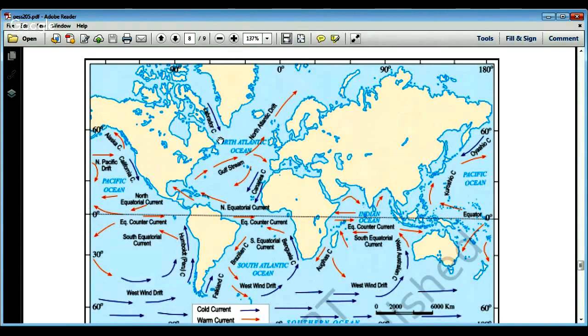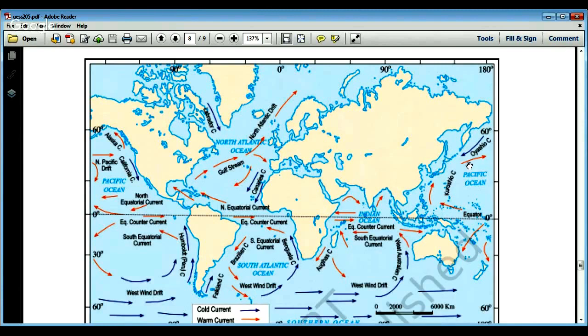And the second area where warm and cold ocean currents meet is near the Falkland current and the Brazilian current. They meet, and the area is known as Bahia Blanca, and this is also a best fishing ground. This gives the best fishing ground near South America, the southern part of South America.